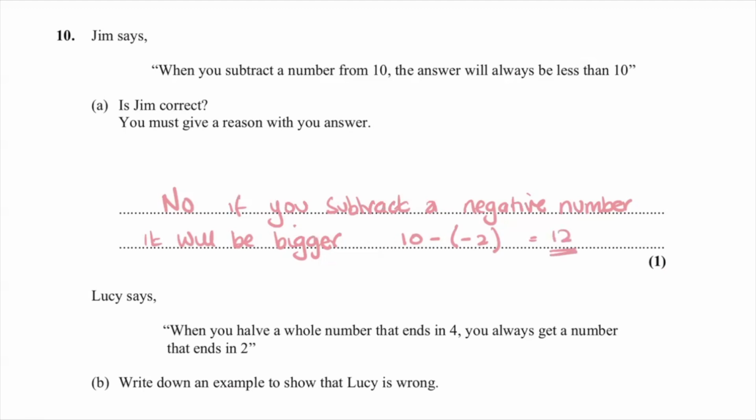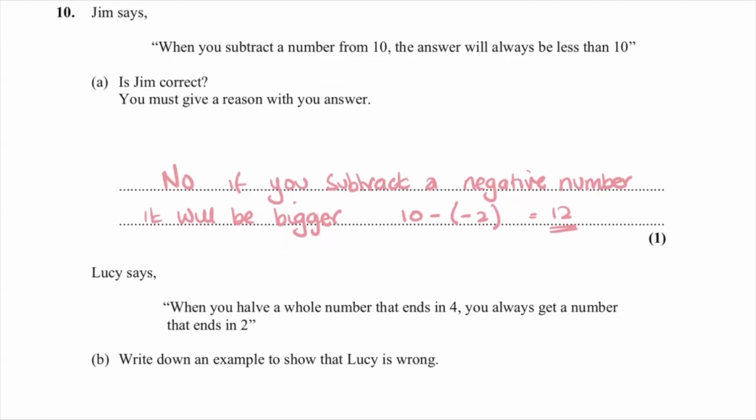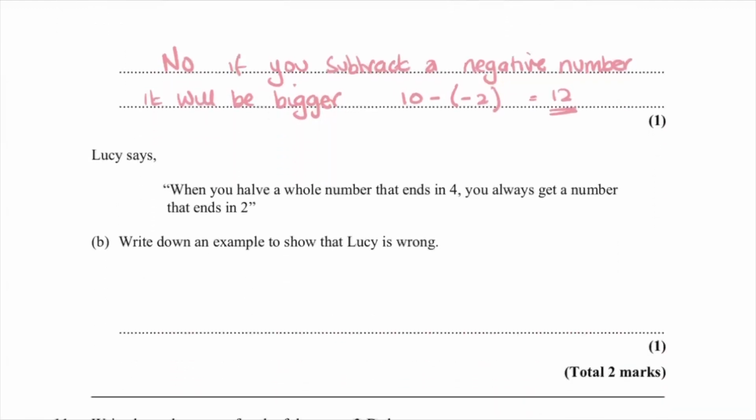Lucy says, when you halve a whole number that ends in 14, you always get a number that ends in 2. Write down an example to show that Lucy is wrong. So we already know this is not a correct statement. So again, remember you've got your calculator. I'm going to do the first number that ends with a 4, which is 14, well, the first 2-digit number. Divide that by 2, and I've got 7. So I've proved it straight away.